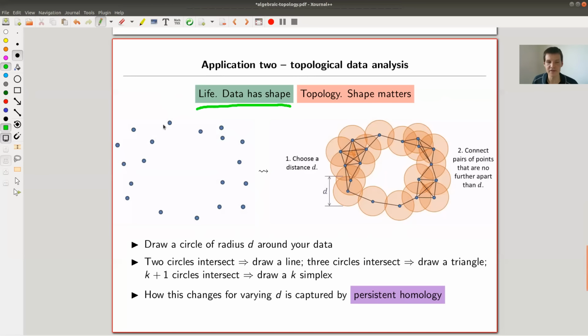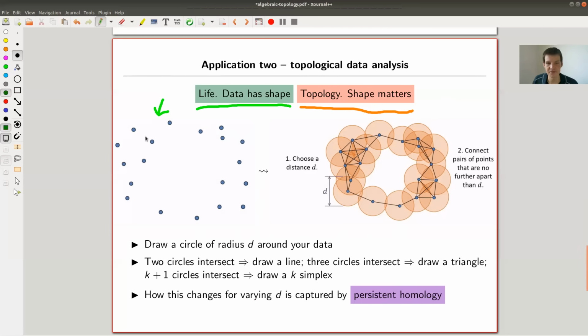So life gives you data. So here you see data. And data are just points. You measure something, you get a point. But actually, life gives you data, and data seems to have shape. And the whole slogan of topology is that shape matters. So just put both together, and you get what is called topological data analysis.